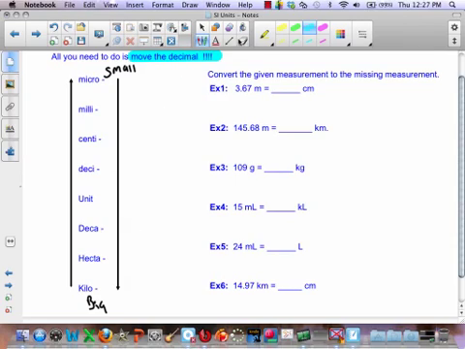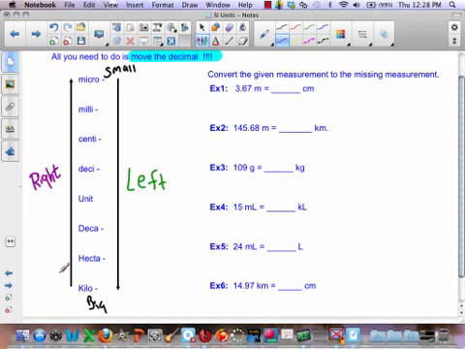So again, if we're going from small to big, notice the direction of our arrow. Let's say I have a millimeter and I want to change that into a kilometer. You're going to move the decimal to the left. So if I'm going from a small value to a big value, I'm moving my decimal to the left. If I'm going from a big value to a smaller value, which way would I move that decimal? To the right. All we have to do is count, right?